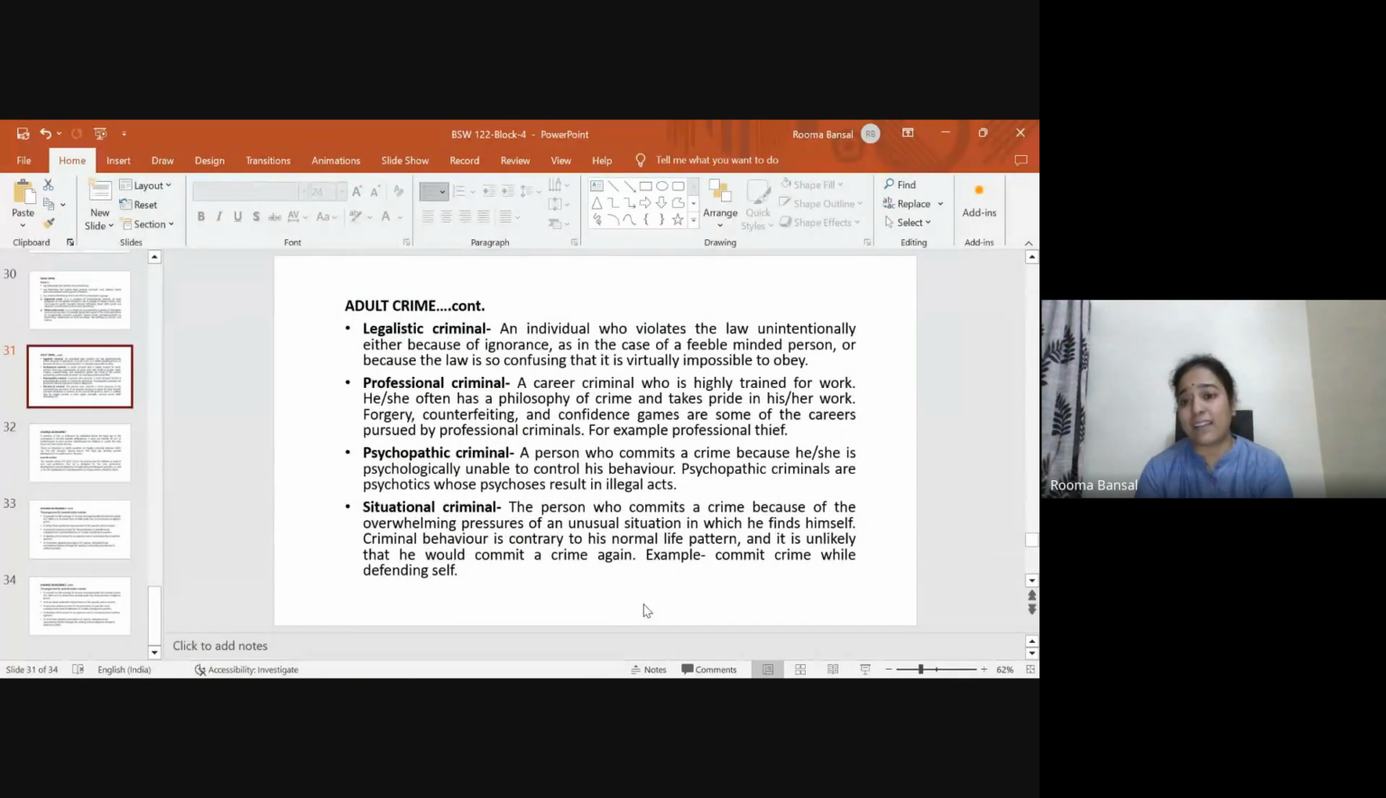Okay, here we were discussing the situational criminal. Means the person who has committed a crime just because of a situation. He does not have a tendency to do this kind of crime or any sort of crime in his normal life pattern. He has done it because he is stuck in some situation. That's the reason he has committed the crime. Example, committing a crime while defending oneself. Suppose some criminal or any individual has attacked someone with a weapon. In self defense, the other person hurts him. It is a crime, but it is a situational crime. He would get leverage of the situation. Okay, these are situational criminals.